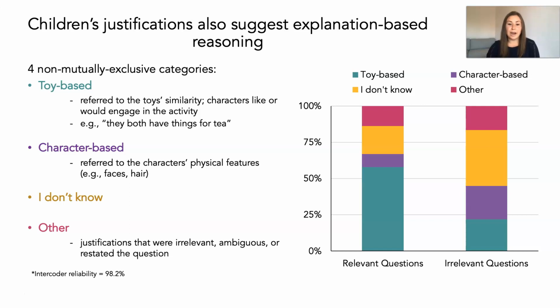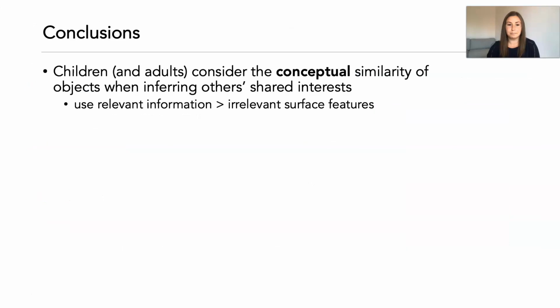And as you can see in the graph, children were more likely to provide toy-based explanations when answering relevant questions than irrelevant ones, suggesting that they actively and selectively used objects' conceptual information to infer other shared interests. They were also more likely to say that they did not know why they selected a character when answering irrelevant questions than relevant ones. Together, these findings show that children and adults consider the conceptual similarity of objects when inferring other shared interests. That is, children infer that individuals with conceptually similar objects or objects that are used for the same activity are more likely to have the same interests.